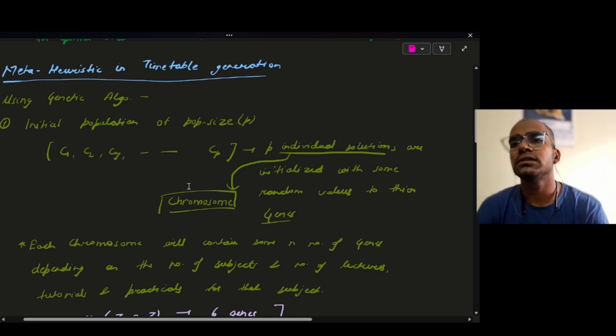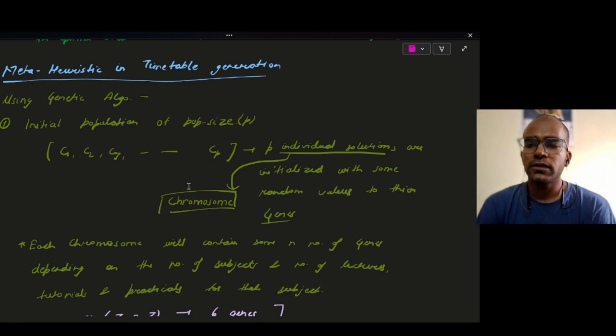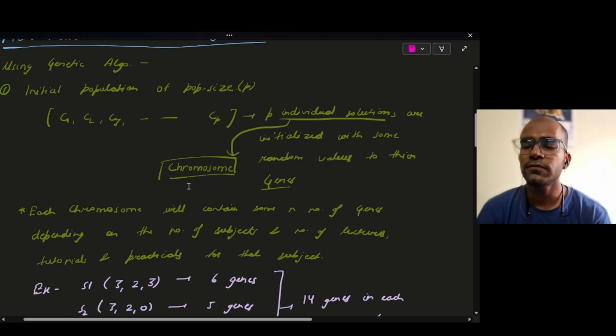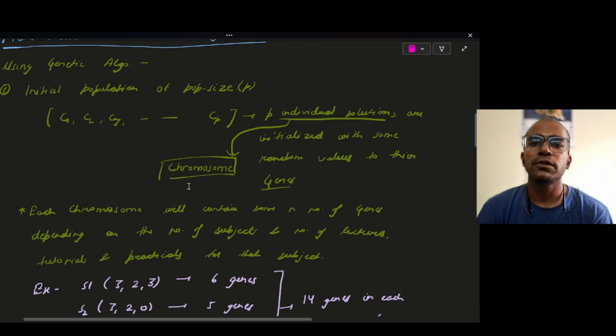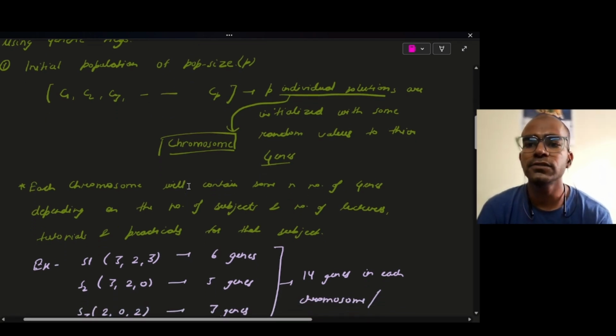Hi, I'm going to discuss the meta-heuristic approach for timetable generation. So in the meta-heuristic approach, we have particularly used a genetic algorithm for our timetable generation. In timetable generation, firstly we will initialize some n number of random solutions with some random values.